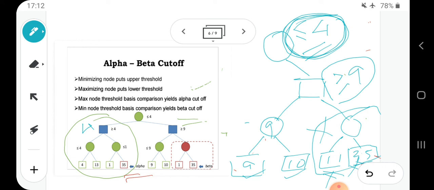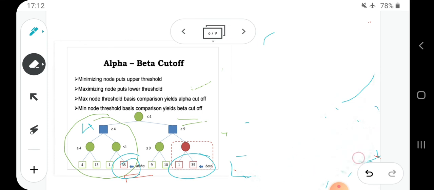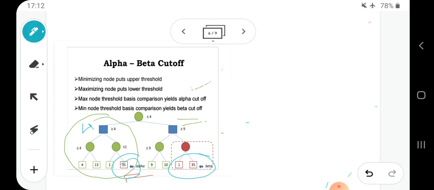coming to this particular diagram, we can see here we have one alpha cutoff and here we have two beta cutoff. So altogether, this is the idea of thresholding. We will see another example also. So altogether, this was the idea of thresholding, based on which in this particular game tree we find out we have one alpha cutoff and two beta cutoff.